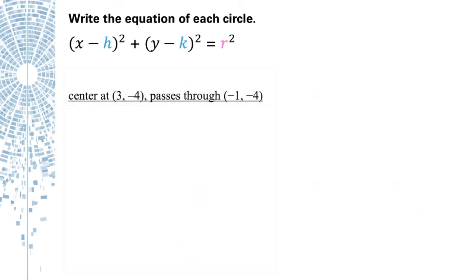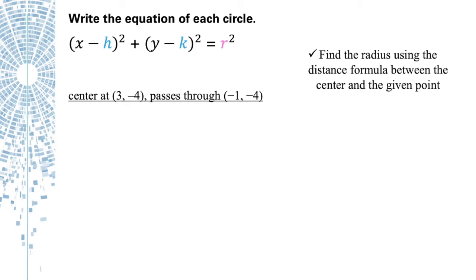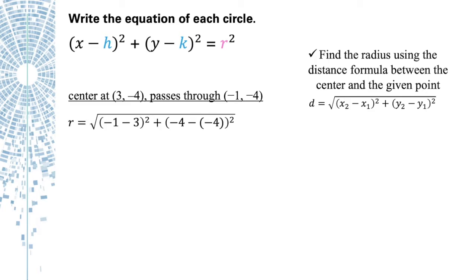We're going to write the equation of a circle with the center at (3, -4) and passing through (-1, -4). First thing we need to do is find the radius using, remember this, the distance formula between the center and the given point. So here's the distance formula. So we're going to take the difference of the x values squared plus the difference of the y values squared, square root that whole thing, and we get a radius of 4.